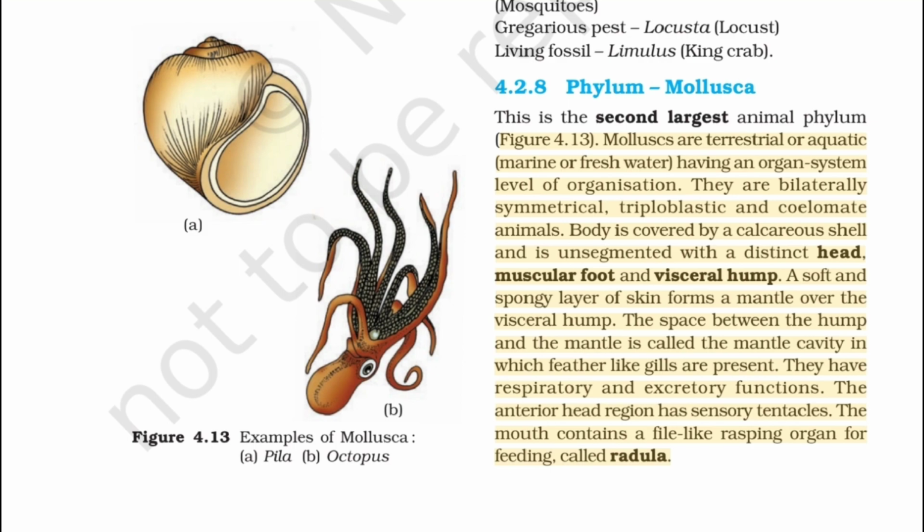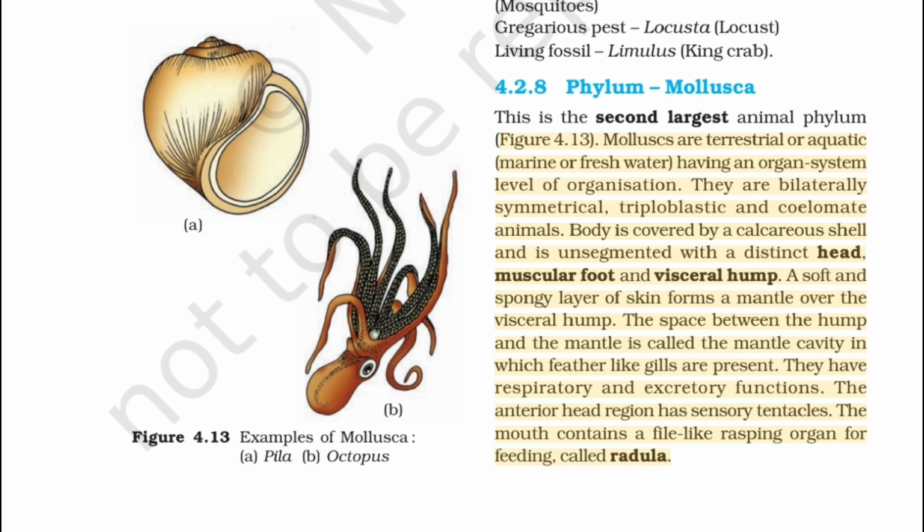4.2.8. Phylum Mollusca. This is the second largest animal phylum. Figure 4.13. Mollusks are terrestrial or aquatic, marine or freshwater, having an organ system level of organization. They are bilaterally symmetrical, triploblastic and coelomate animals. Body is covered by a calcareous shell and is unsegmented with a distinct head, muscular foot and visceral hump. A soft and spongy layer of skin forms a mantle over the visceral hump. The space between the hump and the mantle is called the mantle cavity, in which feather-like gills are present.